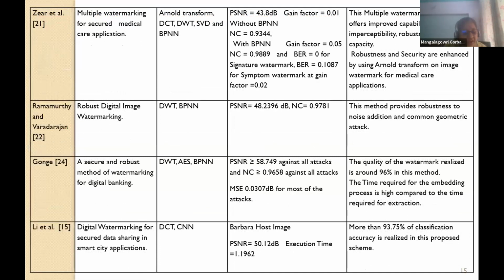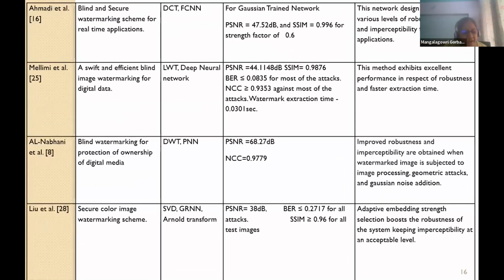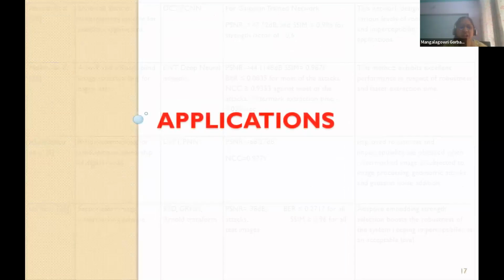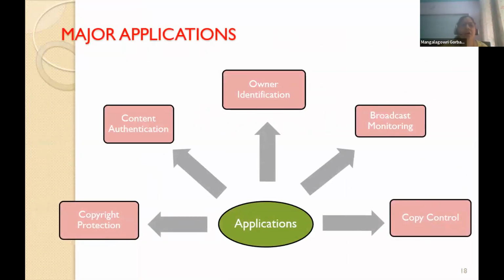To enhance security, a few approaches have adopted encryption of the watermarked image before transmission. The approach using PNN provides excellent imperceptibility and robustness with a PSNR of 68.27 decibels and a normalized coefficient of 0.97. In the paper which uses a generalized regression neural network, adaptive embedding strength selection is employed, which enhances the visual quality of the proposed technique.